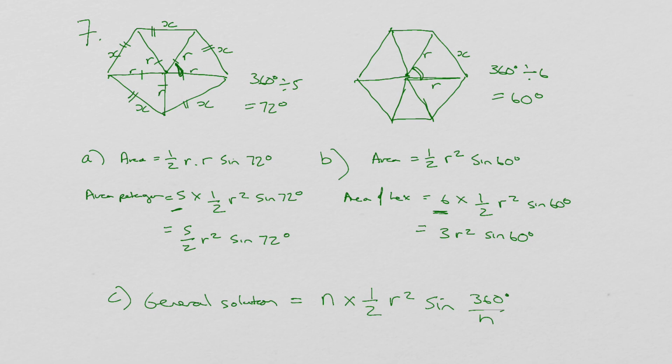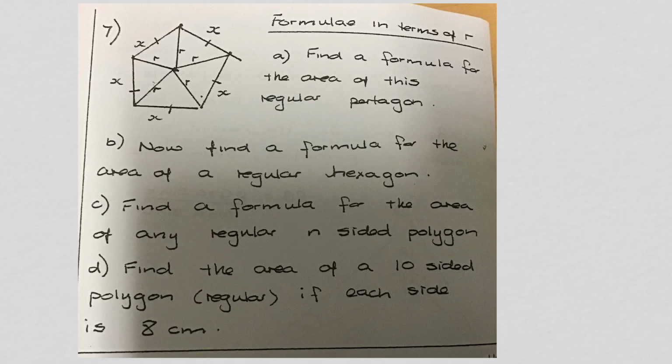And they are asking us to work it out if you've got, what was the question? If you've got a 10-sided polygon and each side is 8. So we've got a 10-sided polygon. Each side is 8, so that's 8. We don't know how big that is. It's a 10-sided polygon, so this angle here in the center is going to be 36 degrees, because you're going to go 360 divided by 10.